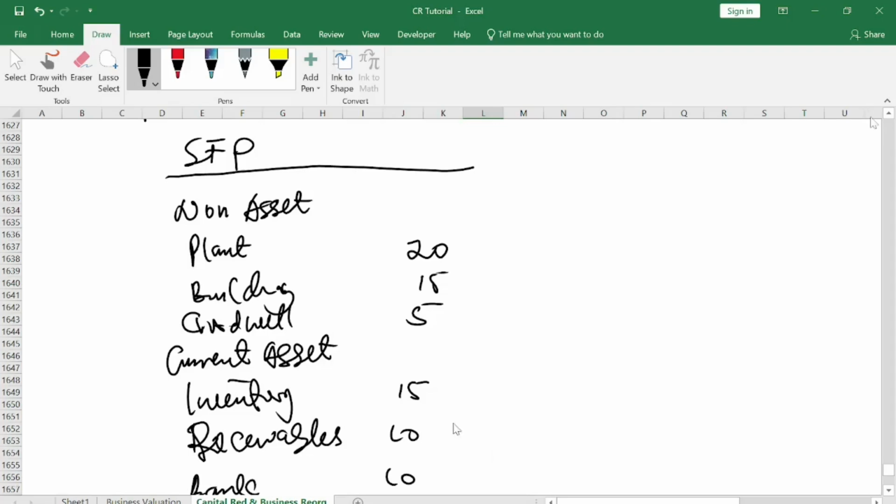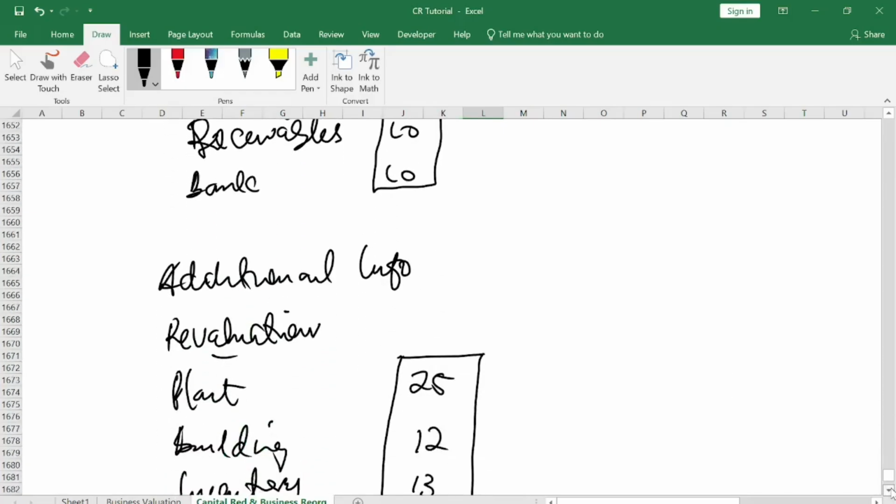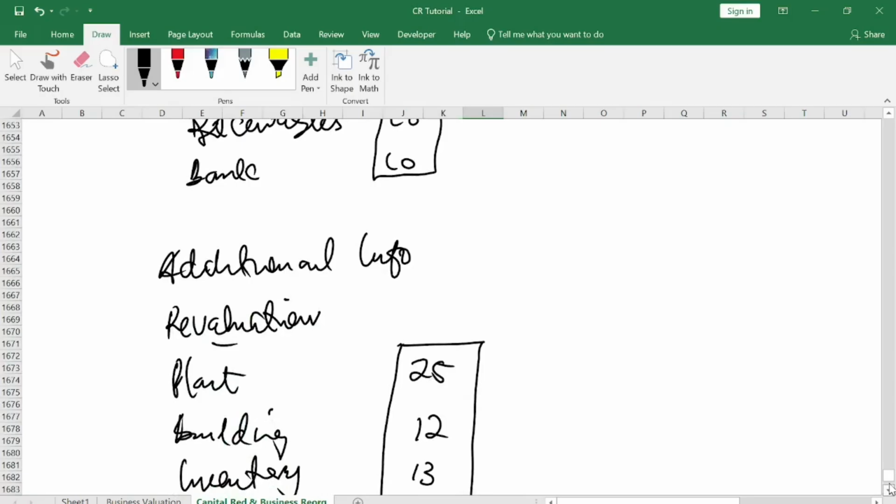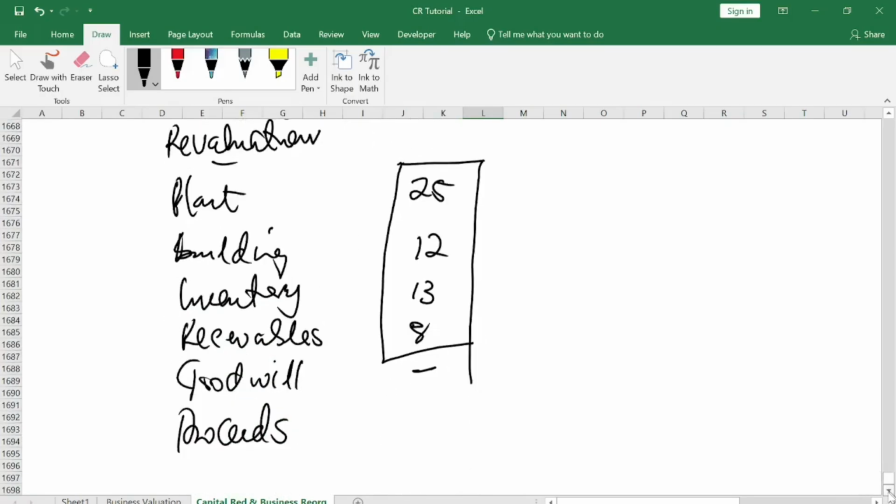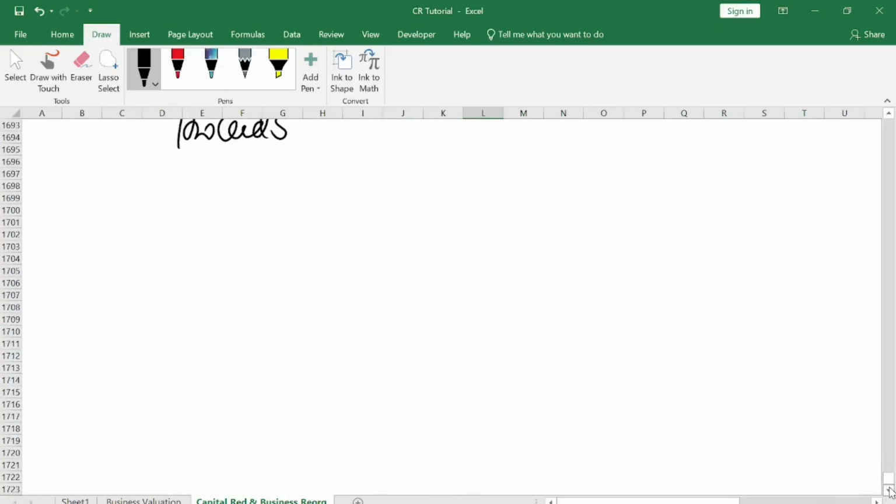Now, when you are choosing the items in the financial position for your proceeds, you only consider this. You ignore goodwill. Are you with me? Yes, sir. Thank you very much. All right, so let's go to the question.